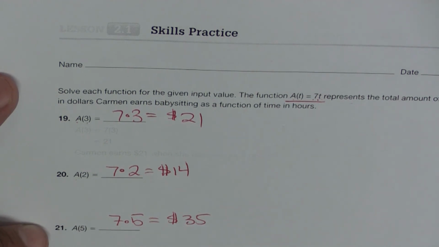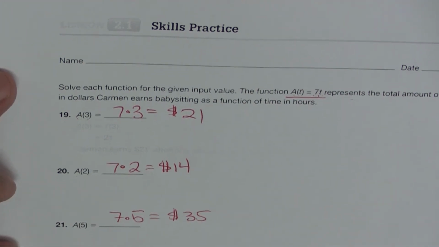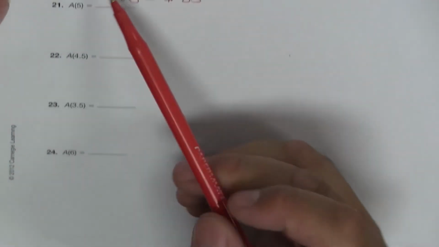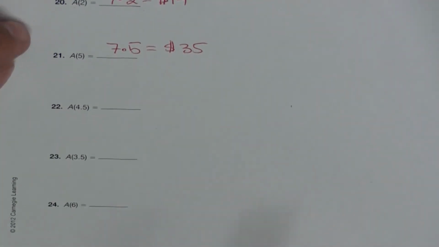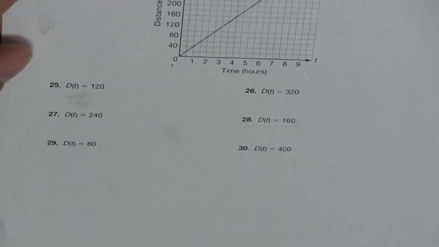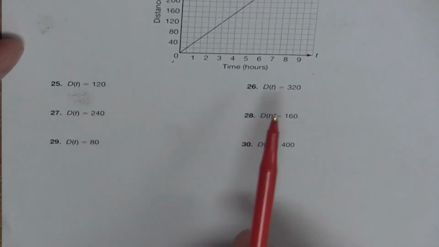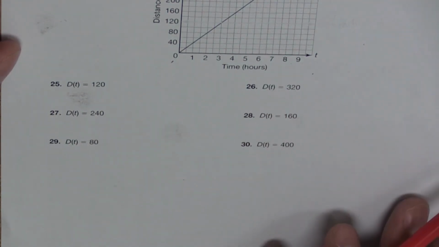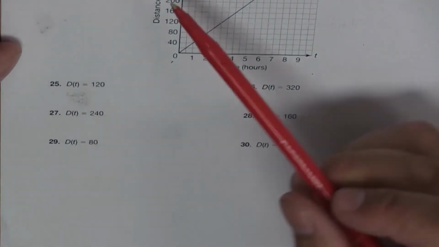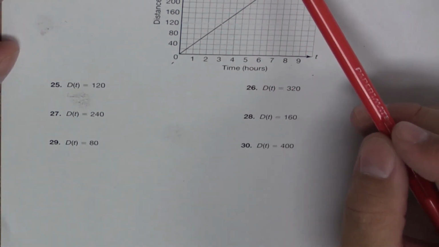I'm on to the very last problem, everyone. Let's take a look at the back. This was problems 20 and 21 in section 2.1. Let's move on over to problems number 25 and 26. In this problem set, it says use a graph to determine the input value for each given output.